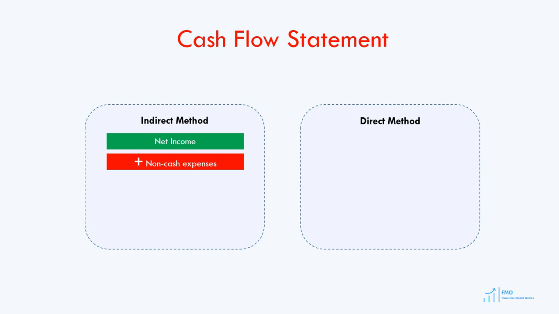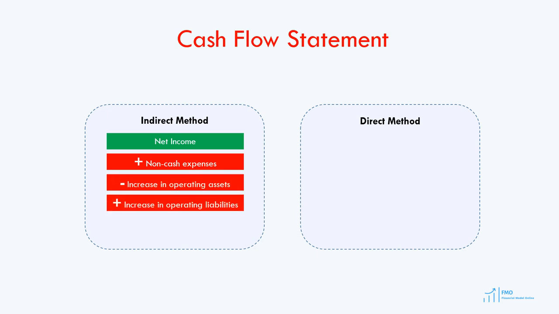And we added back depreciation and amortization because those are non-cash expenses. Next, we have to deduct the increase in operating assets. Again, remember that in our homework, we deducted the increase in accounts receivable and inventory from the net income to get to the cash flow. And finally, we have to add back the increase in operating liabilities. Operating liabilities include accounts payable, accrued expenses, and deferred revenue. So we start with the net income, then we add back non-cash expenses, deduct the increase in operating assets, and add the increase in operating liabilities to arrive at the operating cash flow.